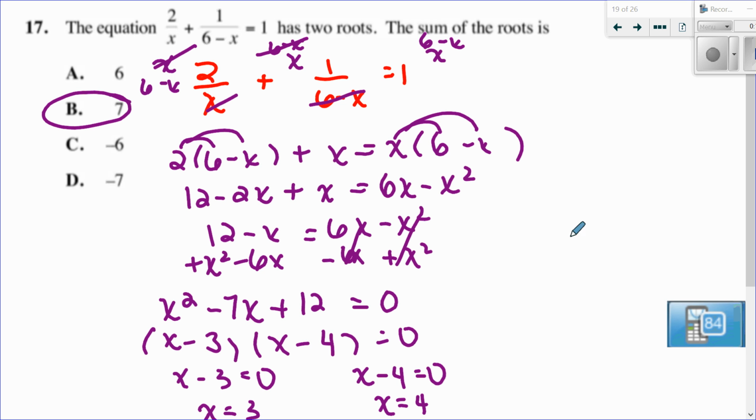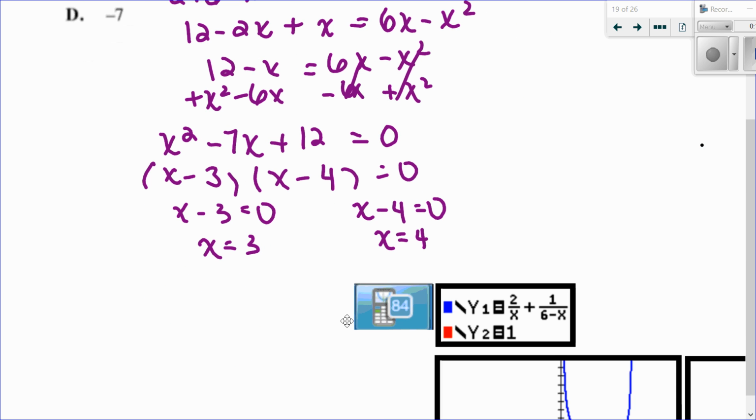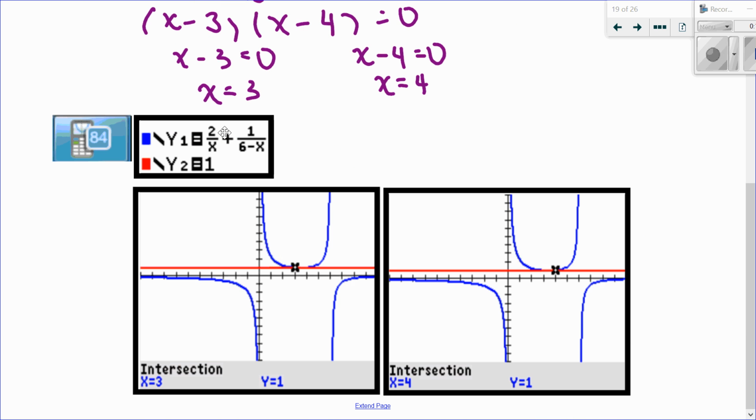But again, if this was a multiple choice question for 1 mark, I am going to put it in my calculator. So let's just look at that. So y1 is the left side of my equation, y2 is the right side of my equation, and I find out where they intersect, and you can see that they intersect at positive 3 and positive 4. Add them together, and that is positive 7. I get the same answer.